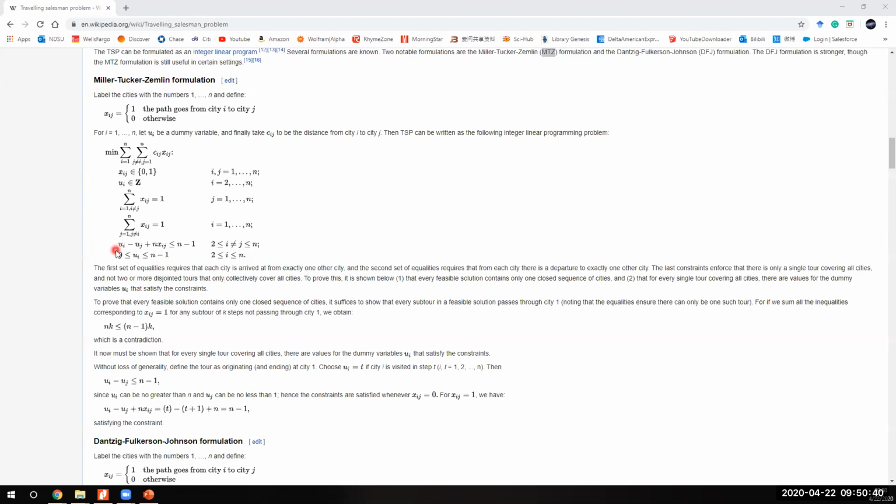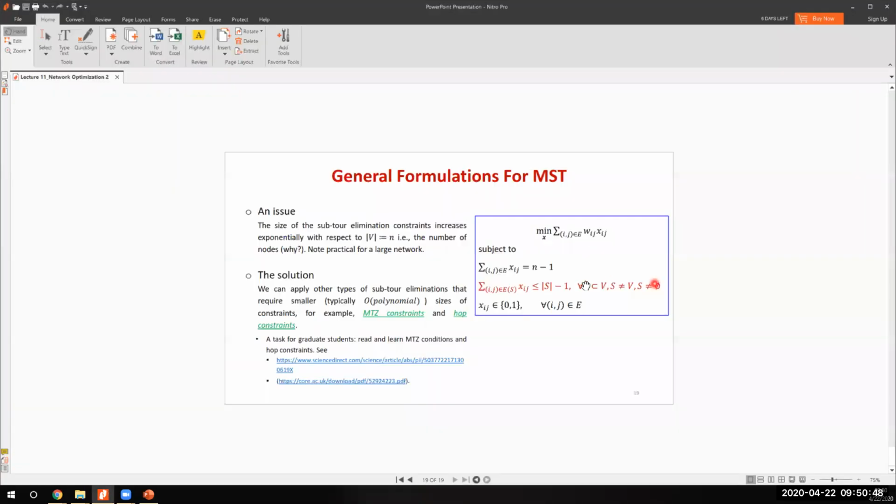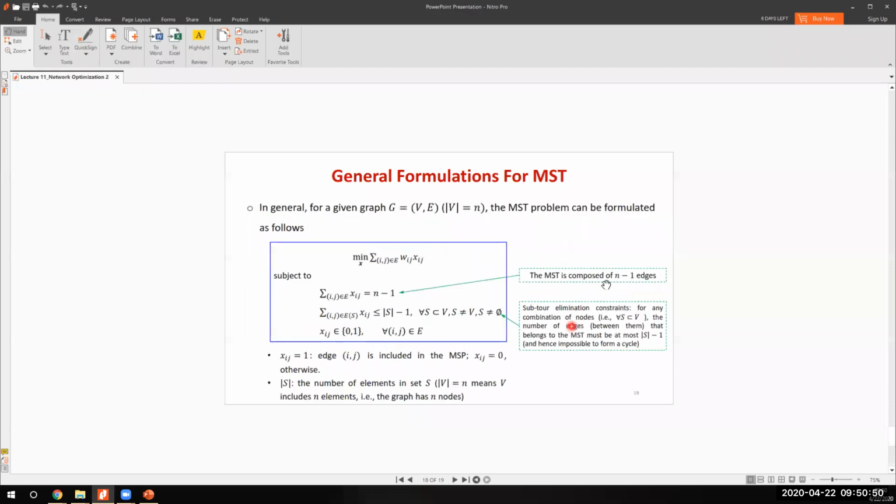For this kind of formulation, the most important thing is to understand it rather than brutally memorize it. Brutally memorizing this kind of constraints is going to be very tiring and very difficult. At least for me, it's very difficult. However, if you can understand the constraints, you can create them by yourself. You don't have to memorize them.